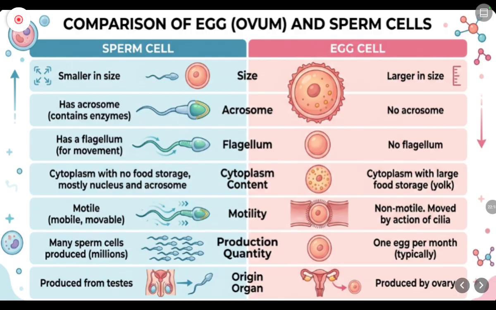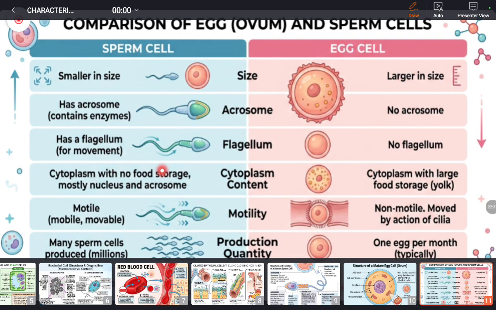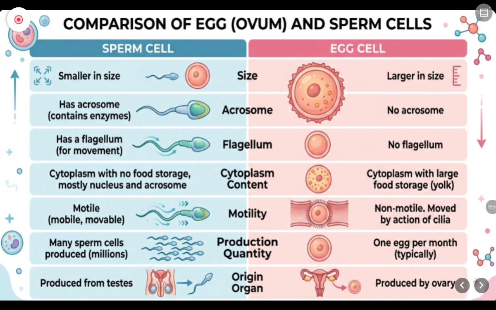Basically, sperm cells are smaller in size, while the egg cell is larger in size. The sperm cell has an acrosome but the egg cell has no acrosome. The sperm cell has a flagellum but the egg cell has no flagellum. For the cytoplasm content, the sperm cell does not have a food storage, and it only has a nucleus, an acrosome, and a flagellum. But the egg cell has a cytoplasm with a large food storage, which is known as the yolk, and that large food storage is required for the egg cell to grow and develop into an embryo or ball of cells.